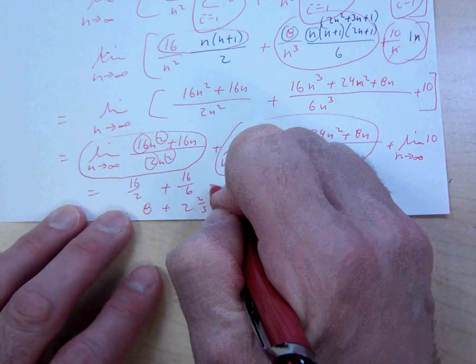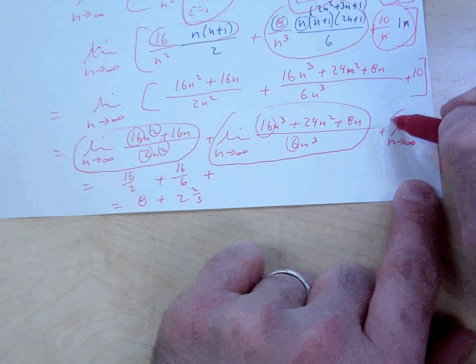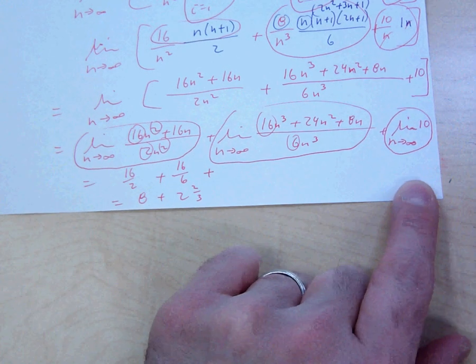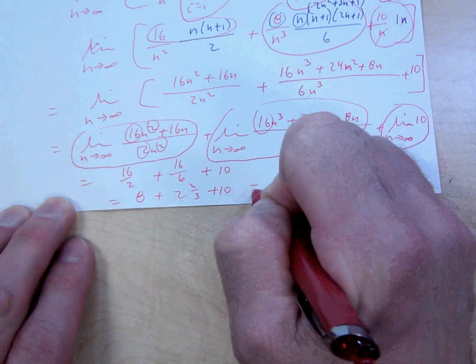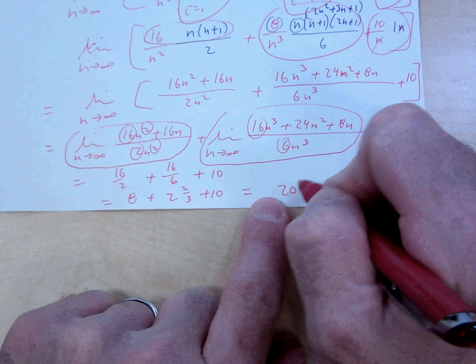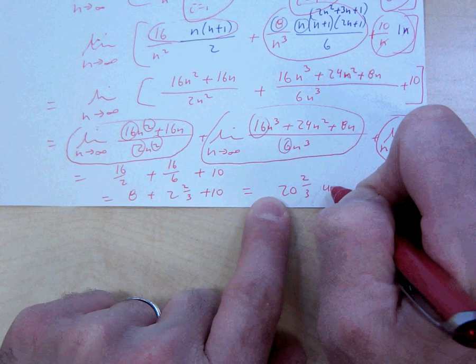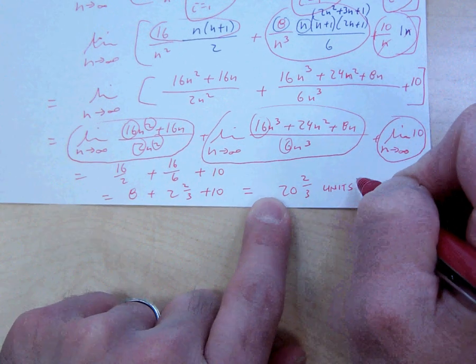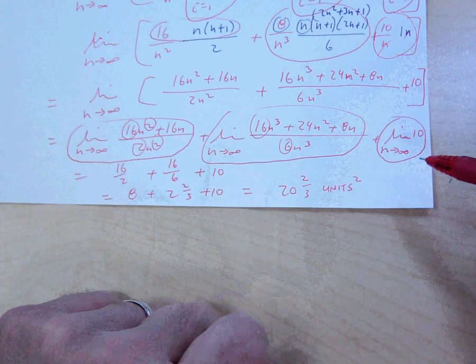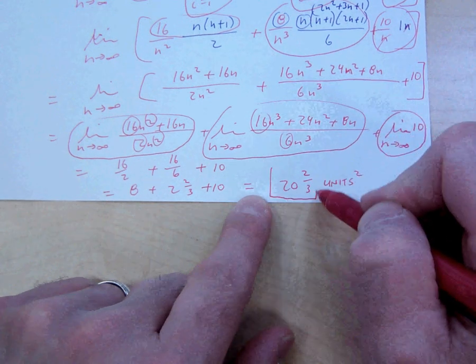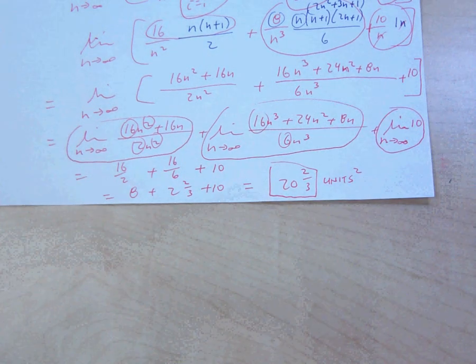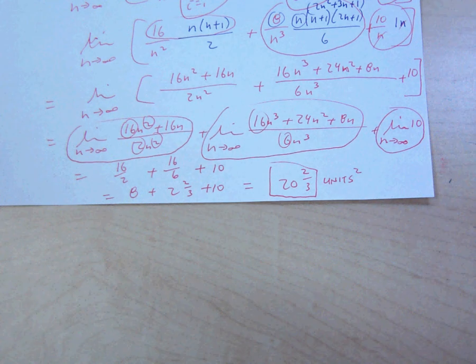Everybody agree? And then what's the limit of a constant? It's constant. So what do we get here, guys? 20 and what? 2/3 square units. Yes, but when you're evaluating an integral, you don't really need the square units. So just say the value of the definite integral is 20 and 2/3. Yes?